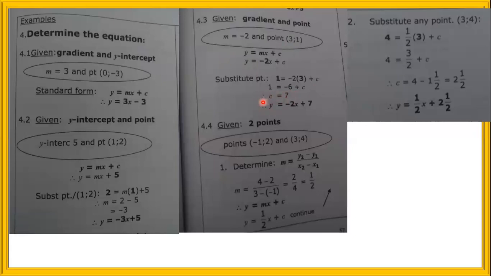All right. So now we can write our final answer. So our equation for the line would be y is equal to minus 2x plus 7. Okay.